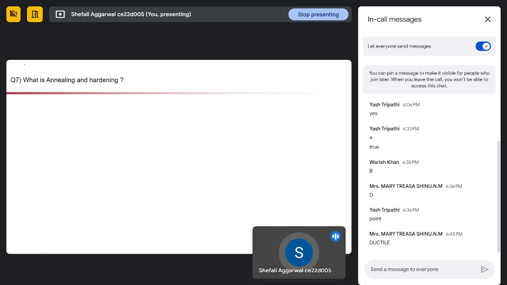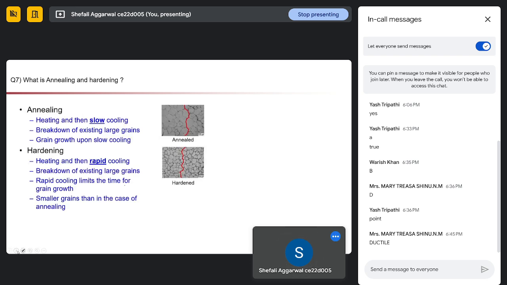So this is the last question. What is annealing and hardening? I think we already discussed it in one of the previous questions. Annealing is when we heat the material and slowly cool it down. In hardening, we heat the material and rapidly cool it down. In case of annealing, the large grains break down, and grain growth will happen upon slow cooling.